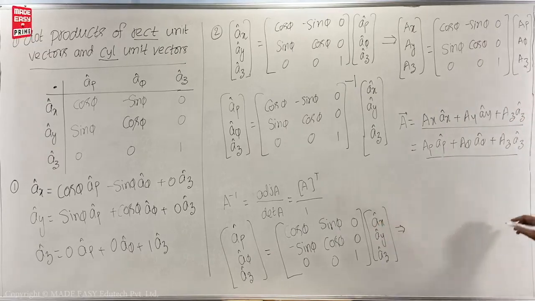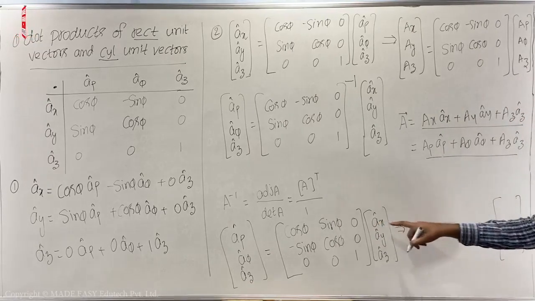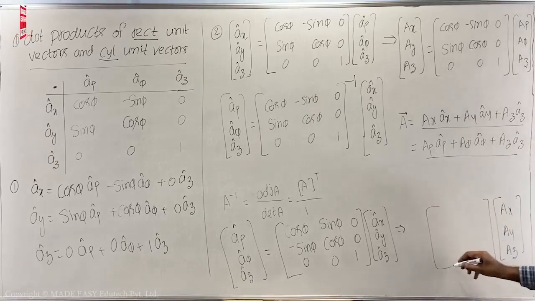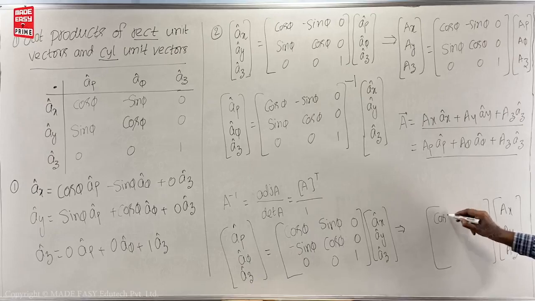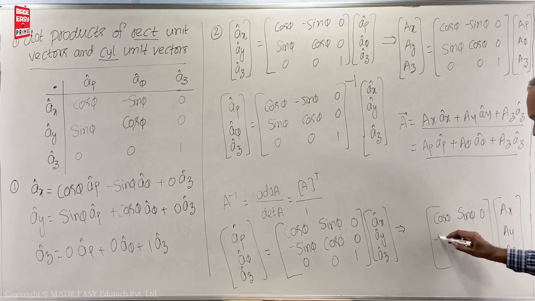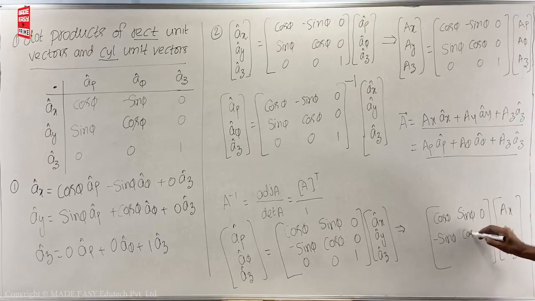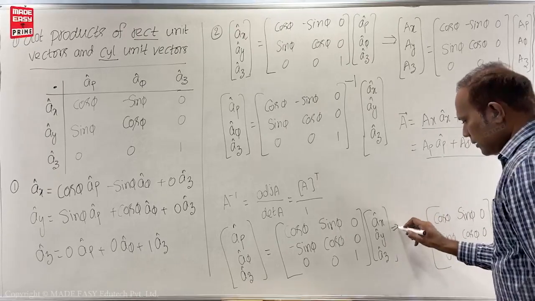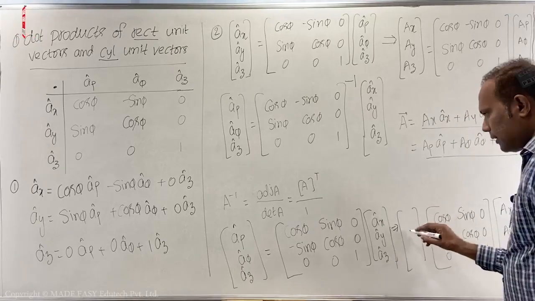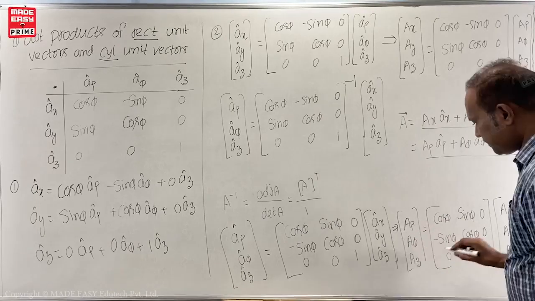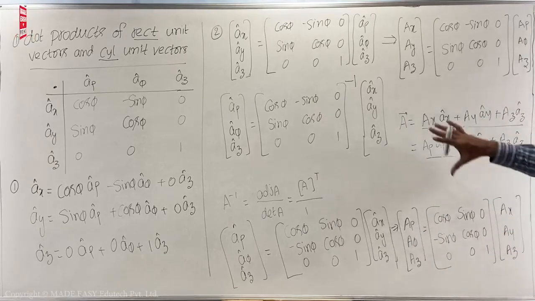Similarly here, if they have given ax, ay, az, then you multiply that with this matrix, that is cos pi, sin pi, 0, minus sin pi, cos pi, 0, 0 0 1. Then you get here this a rho, a pi, az.